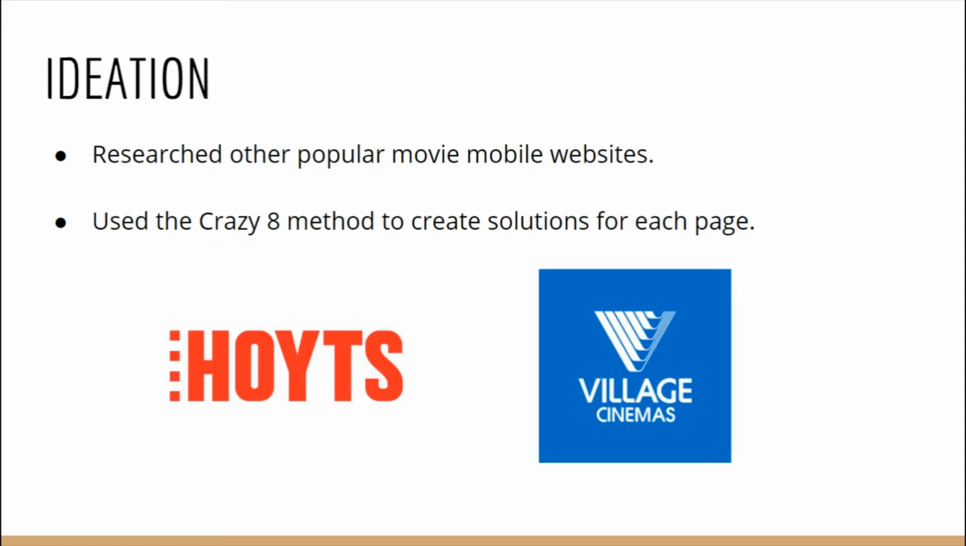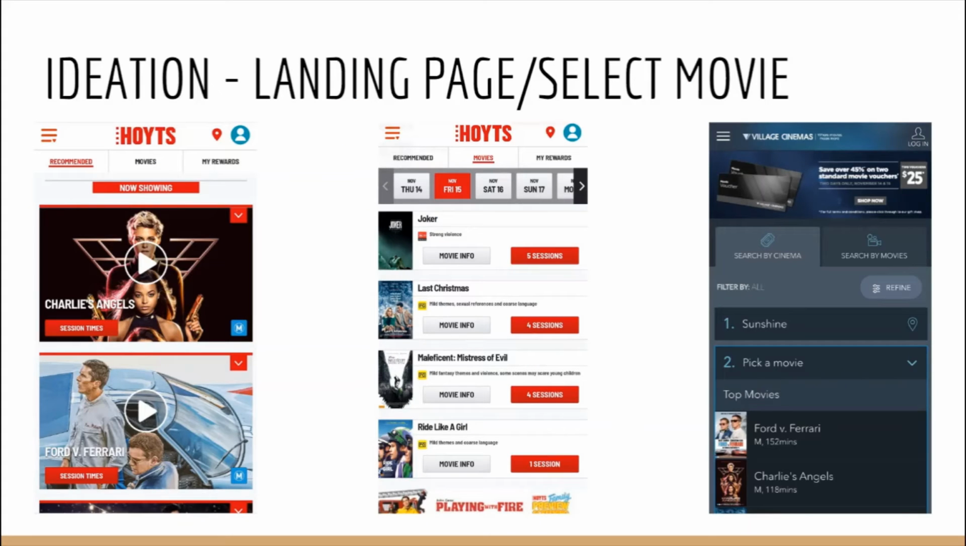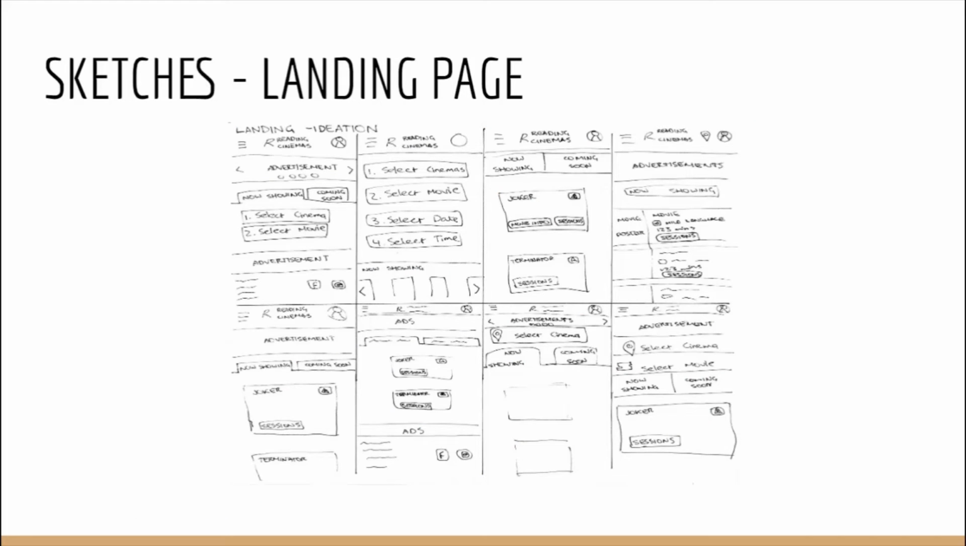Throughout the ideation process, I researched other popular movie mobile websites such as Hoyts and Village Cinemas, and for the sketches, I used the Crazy 8 method to create solutions for each page. So landing page and select movie. Here are some screenshots I took from Hoyts and Village Cinemas. Thought I would add more movie prices and even advertisements as well.